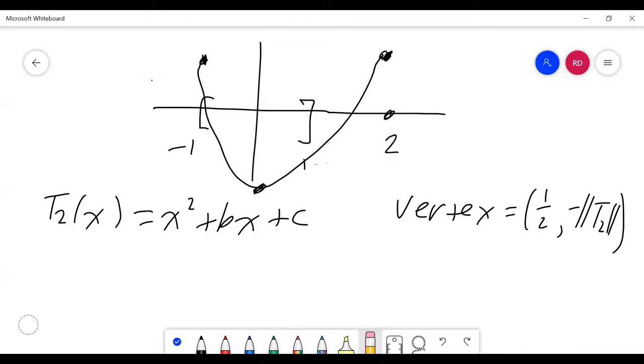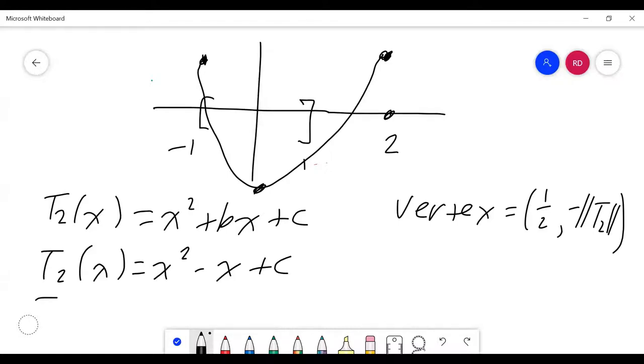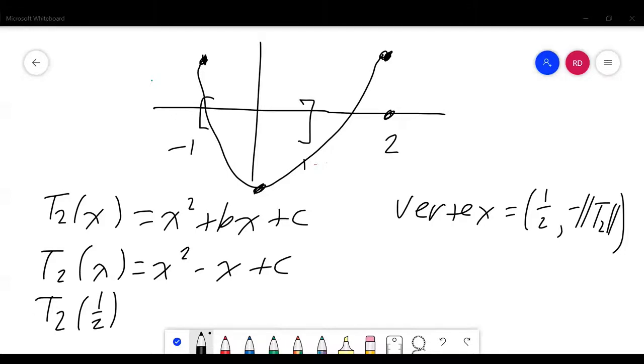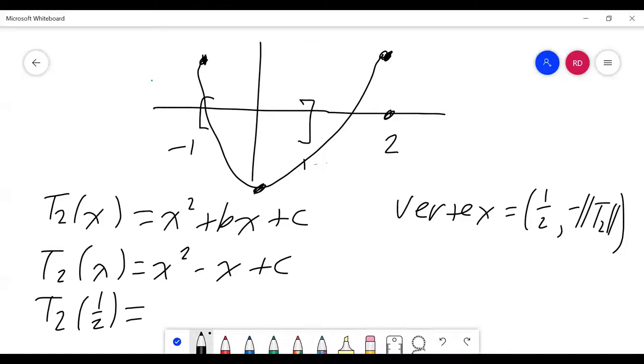And say we can update this equation to be t2 of x is x squared minus x plus c. So now we want to plug in the 1/2 because we know since it's the vertex, it's also the minimum. So t2 of 1/2 is, I'm taking my time here because I've made a lot of algebra mistakes when I was doing this earlier. And so I tell my students, take your time, make sure you don't mess anything up.